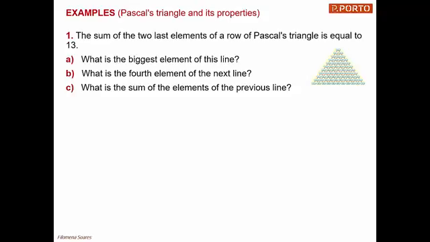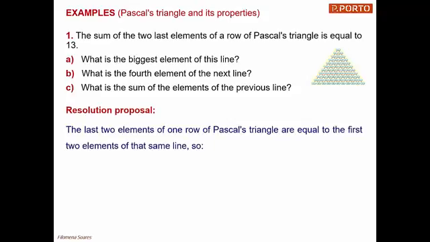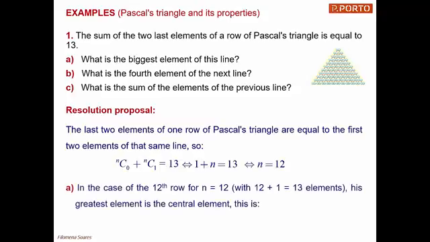Starting with: the sum of the last two elements of a row in Pascal's triangle equals 13. Let's see what the biggest element of this line is. As the last two elements of a row are equal to the first two elements, we can say that combinations of n chosen 0 plus combinations of n chosen 1 equals 13. Being the first element in the row and the second, we have 1 plus n equals 13, and in that sense n equals 12. So being in the 12th row, we have 13 elements. The greatest element is the middle one, that is, combinations of 12 chosen 6 at a time.